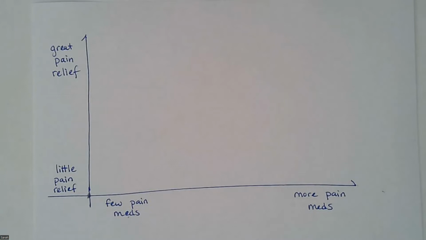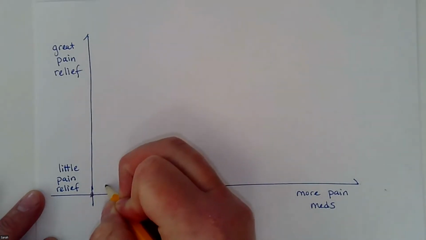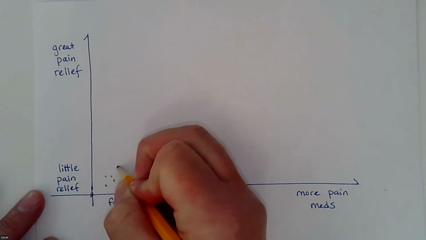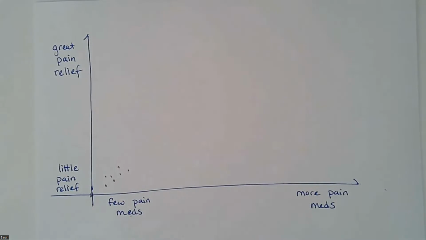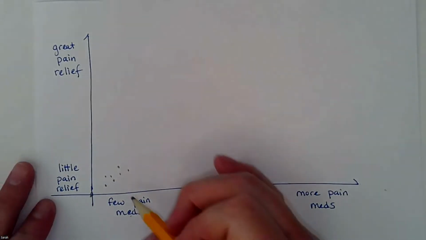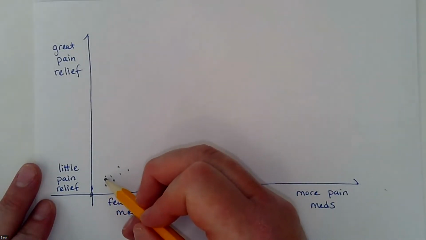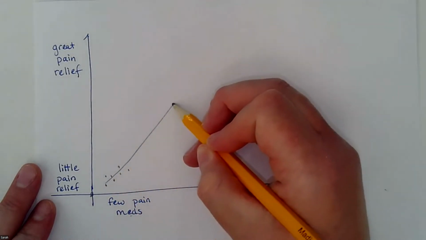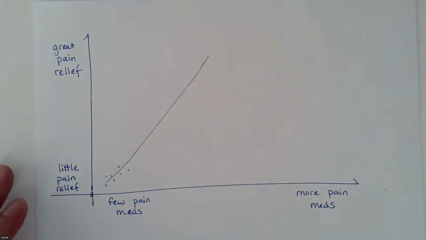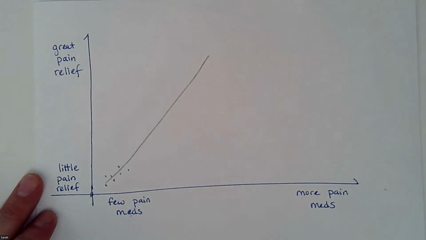Right now, as far as what that plot is actually going to look like, well, if you're in pain and you aren't getting pain meds, you probably don't have very much pain relief. So there's probably some dots that sit along here. Probably, or hopefully, if you're in pain, the more pain meds you get, kind of the better your pain relief gets, up until a certain point.